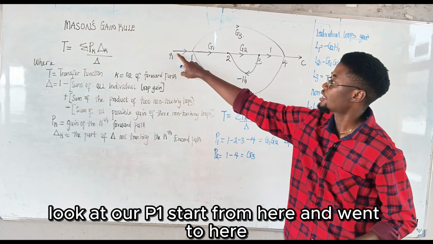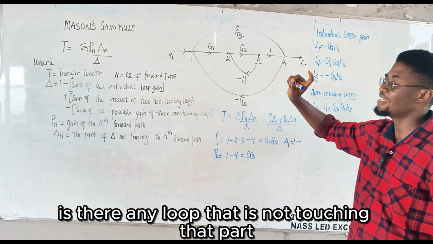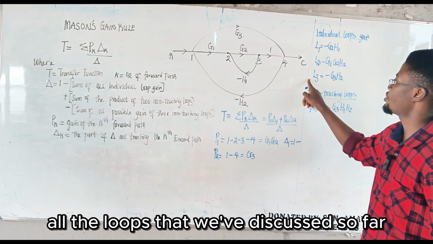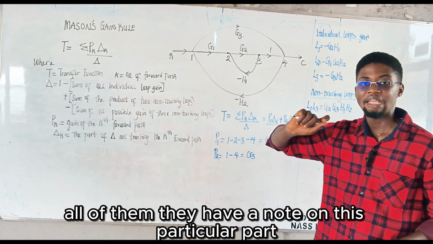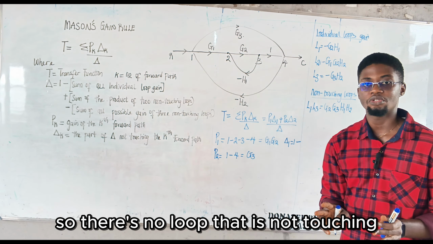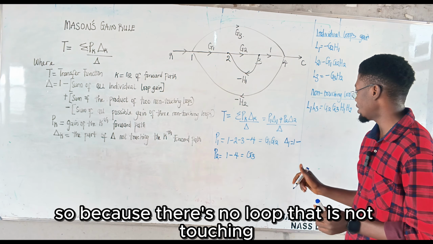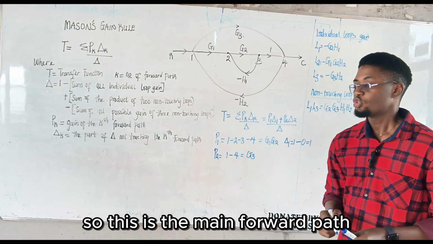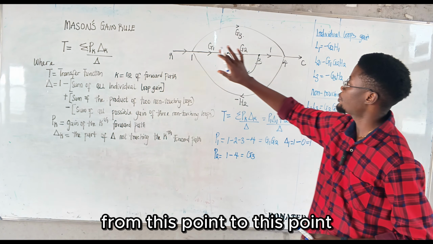Look at our P1, start from here and went to here. Is there any loop that is not touching that part? All the loops that we have discussed so far, all of them have a node on this particular part. So there's no loop that is not touching. Because there's no loop that is not touching, we put a 0. So 1 minus 0 is 1.